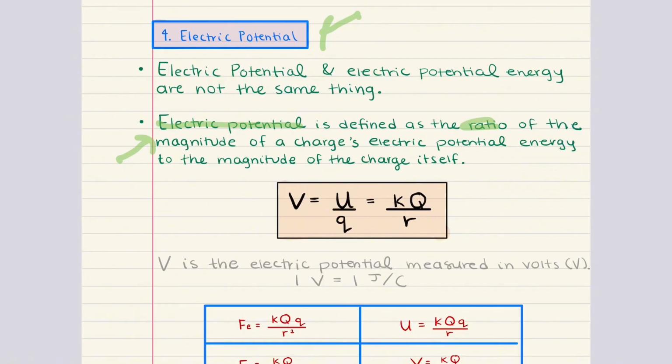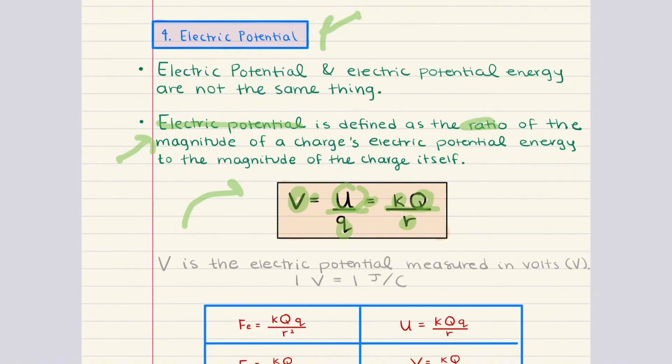The formula for electric potential is shown here. V is the electric potential measured in volts. It's equal to U, which is the electric potential energy, divided by Q, which is the magnitude of the test charge. This is also equal to K, Coulomb's constant, multiplied by the source charge, divided by R, which is the distance between the test charge and the source charge.